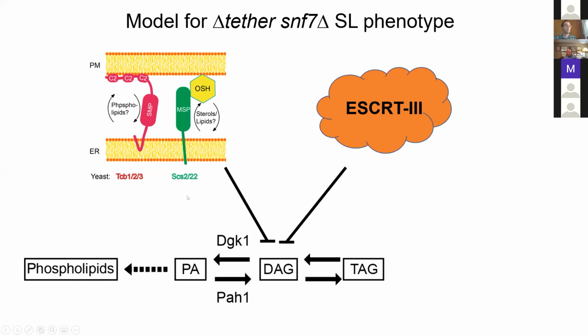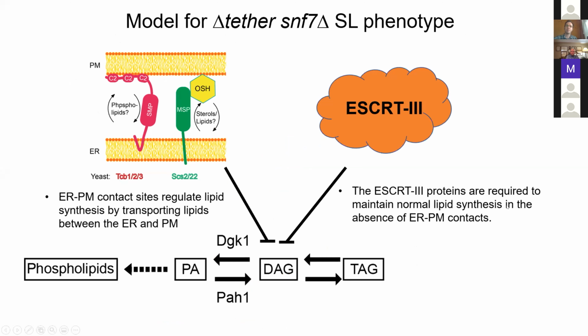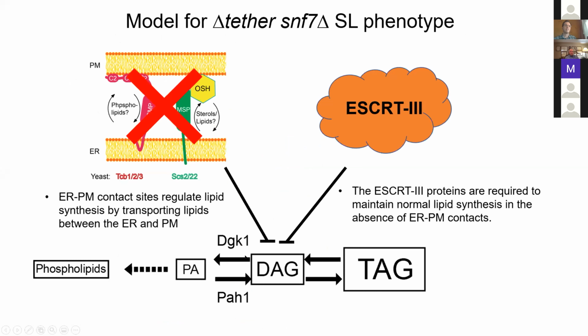So this brings us to the model. So I think that ER-PM contact sites are able to regulate lipid synthesis by transporting lipids between the ER and the plasma membrane. And I found that for some reason that I still can't explain, SNF7 or an ESCRT-III protein is required for maintaining normal lipid synthesis in the absence of ER-PM contact sites. But I think that when you lose ER-PM contact sites, you're accumulating phospholipids that should be transported from the ER to the plasma membrane. And the cell is able to sense this, and the ER thinks that it has too many phospholipids, so it starts making neutral lipids.